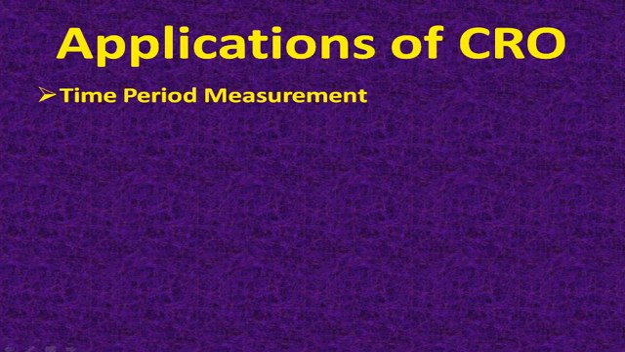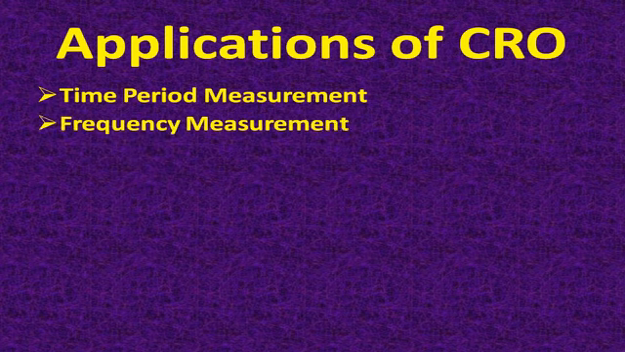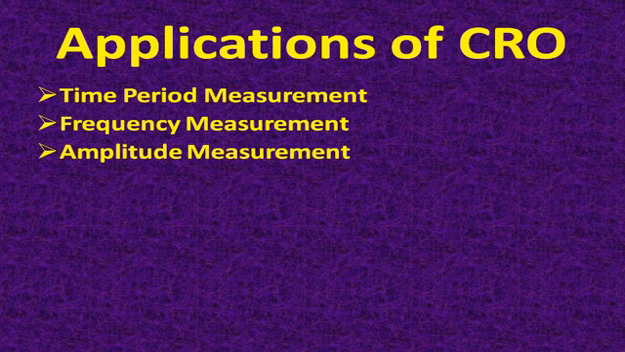On the screen we can see different types of waveform. By observing that waveform, we can measure the time period of a particular waveform. Then next is frequency measurement. As the first application is the time period measurement, and time is inversely proportional to frequency, we can measure the frequency with the help of CRO by varying the time per division knob.